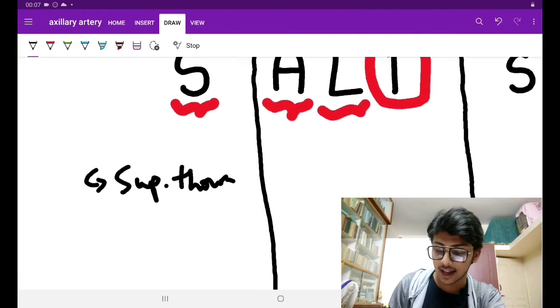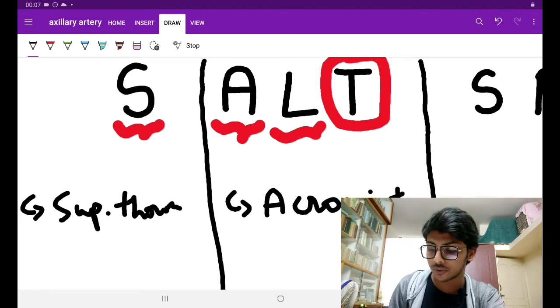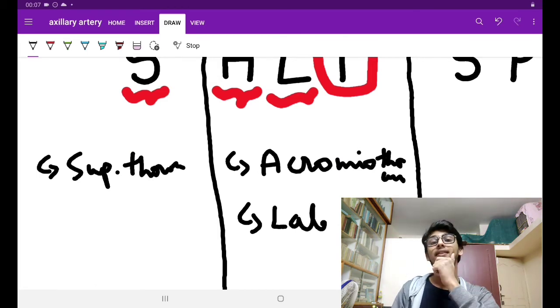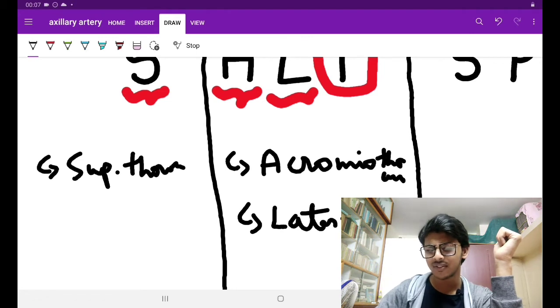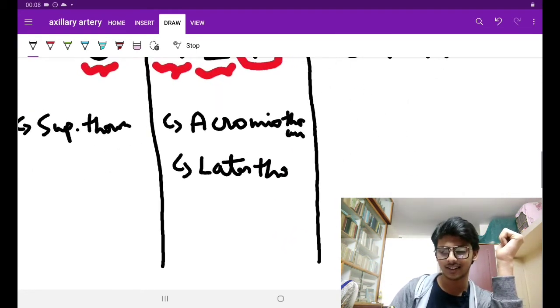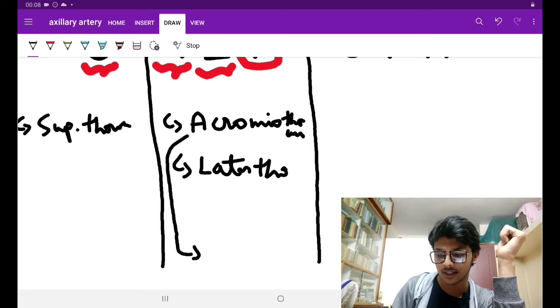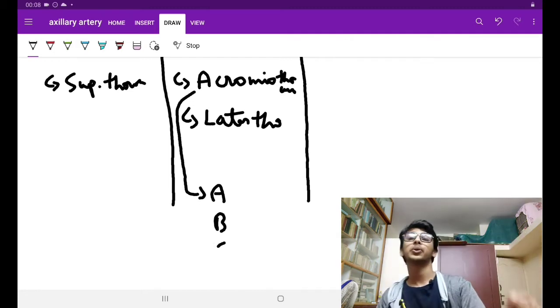What is A? A is the acromiothoracic artery. Where did we study that? A few classes ago we studied that. We'll revise again. What is L? L is the lateral. Lateral what? T is common. So lateral thoracic artery. Now see, guys, where did we study this acromiothoracic artery? See, for the acromiothoracic artery, write ABCD. You are writing ABCD for the acromiothoracic artery.